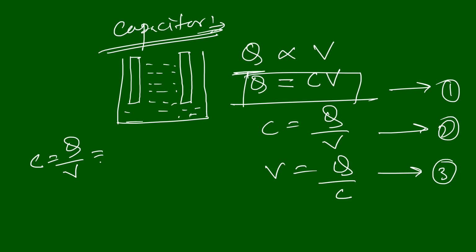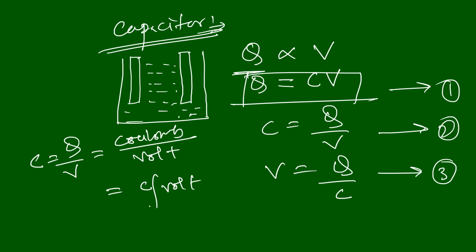What is the unit of charge? The SI unit of charge is coulomb, right? And the unit of potential is volt. So the unit of capacitance is coulomb per volt. And actually, after the name of Michael Faraday, it is given as Faraday, okay? So the SI unit of capacitance is Faraday.